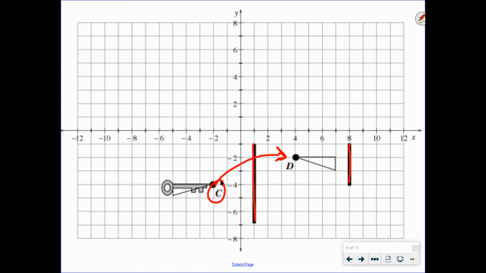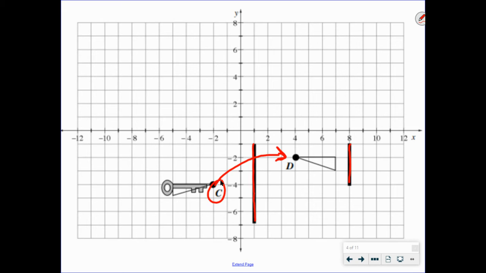I want you to pause the video. When you're done, I want you to unpause and see if your way, actually just bring it to class. I think I'm going to stop right here. I'm going to stop the video right here. We did one together. So your task is to finish this. I want you to come up with at least one way to go from point C to D.